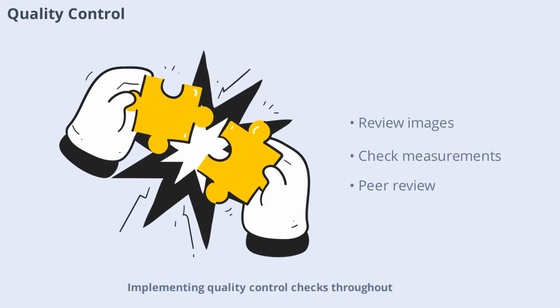Implementing quality control checks throughout your analysis process is essential. This might involve reviewing images for clarity, double-checking measurements, or having a colleague review your work. Quality control helps catch errors early and improves the reliability of your results.